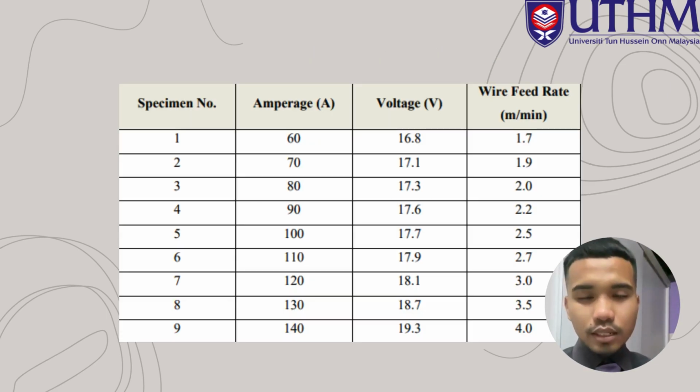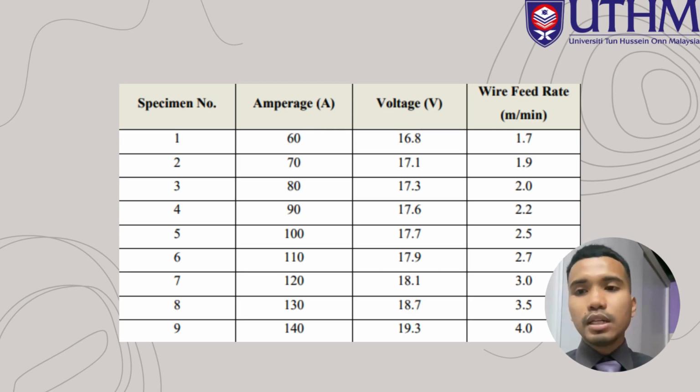Based on the Taguchi method, it only needed 9 specimens for the experiment. The welding parameters that I will be using for my first specimen are 60 amperage, 16.8 voltage, and 1.7 meter per minute wire feed rate. The second specimen, 70 amperage, 17.1 voltage, and 1.9 meter per minute wire feed rate. For the third specimen, 80 amperage, 17.3 voltage, and 2.0 meter per minute wire feed rate.